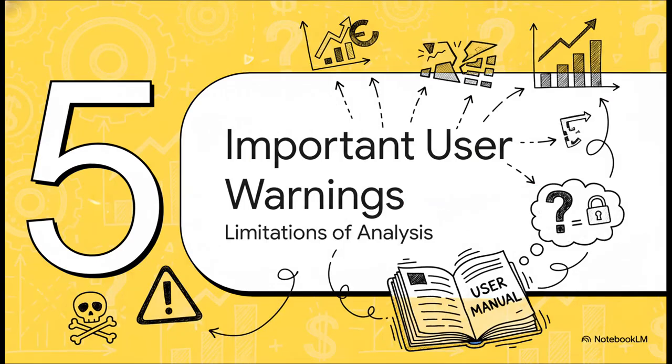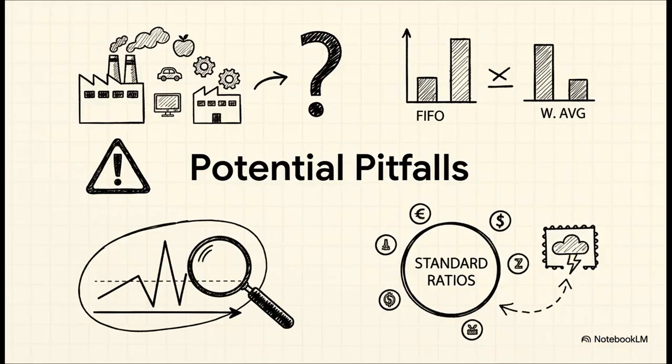Okay, we've covered a lot of powerful tools, but before we wrap up, we absolutely have to talk about the user manual. Every powerful tool comes with warnings, and financial ratios are no exception. It's so important to remember this. A ratio isn't an answer, it's a question. And honestly, using these tools without understanding their limits can be worse than not using them at all. This is where professional judgment really comes into play.